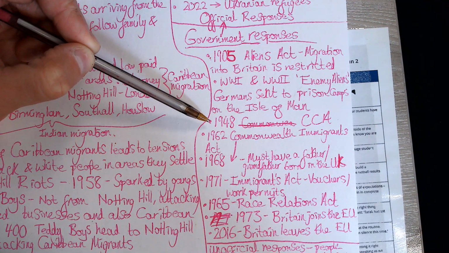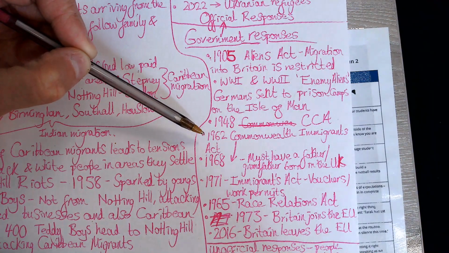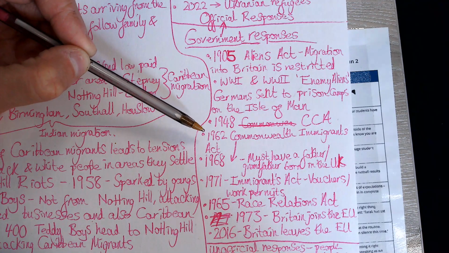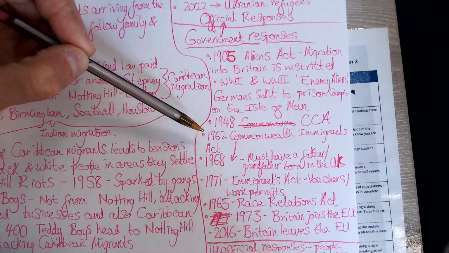Basically, it undoes the Commonwealth Citizenship Act in 1948. Instead, it introduces, for the first time, a sort of work permit, a vouchers system, where you have to meet certain credentials in order to migrate to the UK.